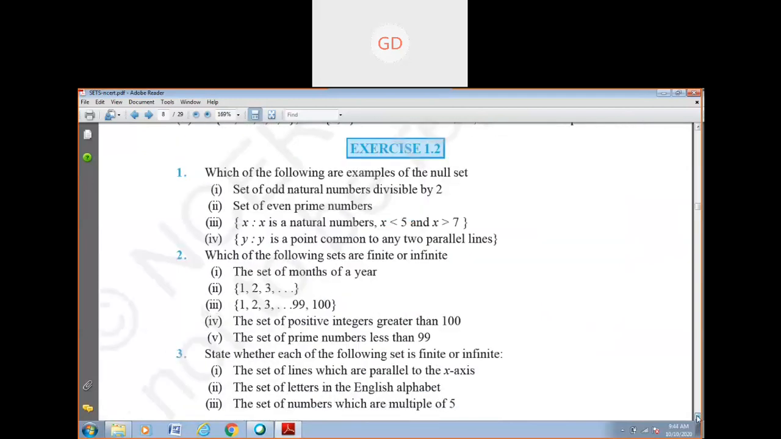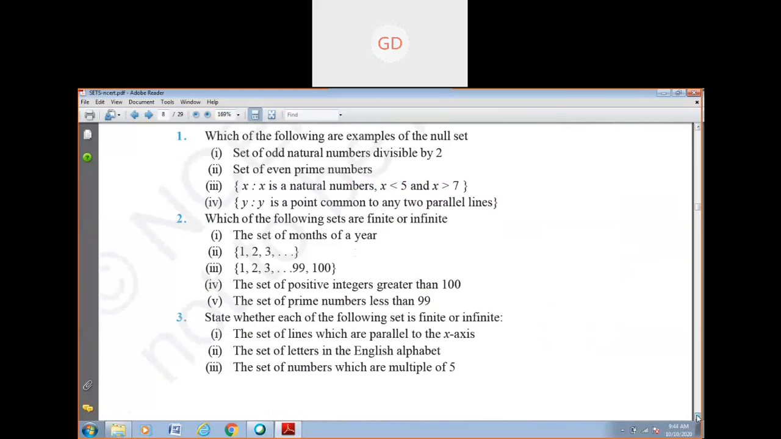Again in exercise, a few examples you can pick up from this. Which of the following sets are examples of null set? Null set means empty set. A set of odd natural numbers divisible by 2. Is it a null set or not? Odd natural numbers divisible by 2. So obviously null set, because odd numbers are not divisible by 2. That is the definition of odd numbers. So no element exists.